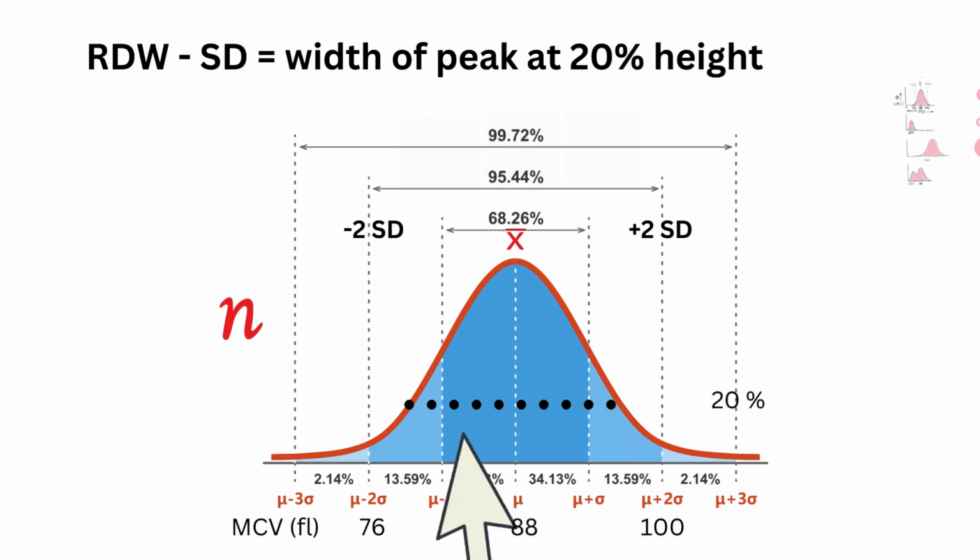RDW-SD is also mentioned in one question of our study guide. It is more of a graphical representation of MCV variation as it is the width at 20% peak height.